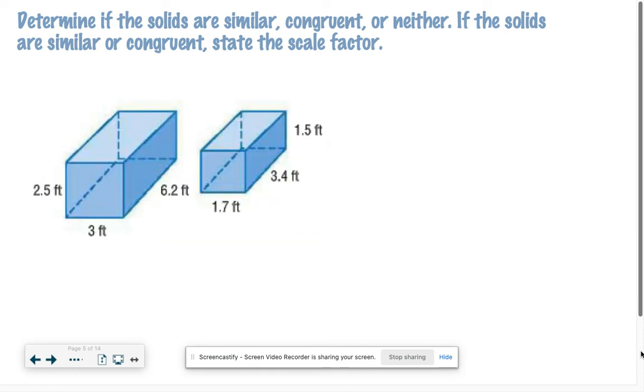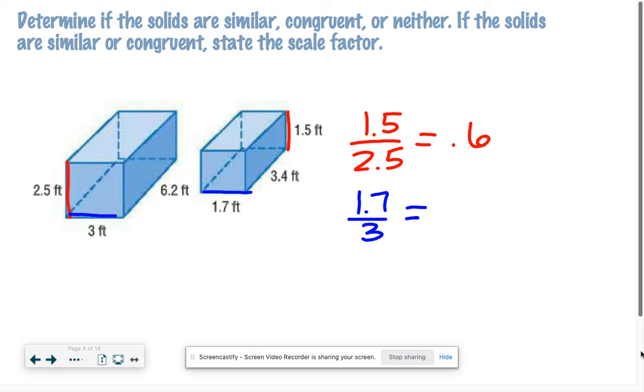Okay, so we got a match here. So let's just pick any two sides that go together. Again, I'm the weirdo. I like to do my small over small. So I know 1.5 has to correspond to the small side over here, so 2.5. 1.5 over 2.5. So I'm just going to get this one as a decimal. If I divide out 1.5 divided by 2.5, I get 0.6. Okay, now I'm going to match my medium. So 1.7 over 3. 1.7 divided by 3 equals 0.56.